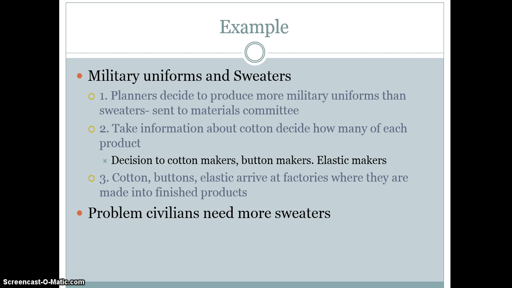Here's your problem. So let's say you're producing 100,000 military uniforms, 75,000 sweaters. What if this year 100,000 people need sweaters? Well, the answer is pretty simple. 25,000 people aren't getting a sweater that year because there aren't any sweaters to be gotten. So they have to make do with what they have.